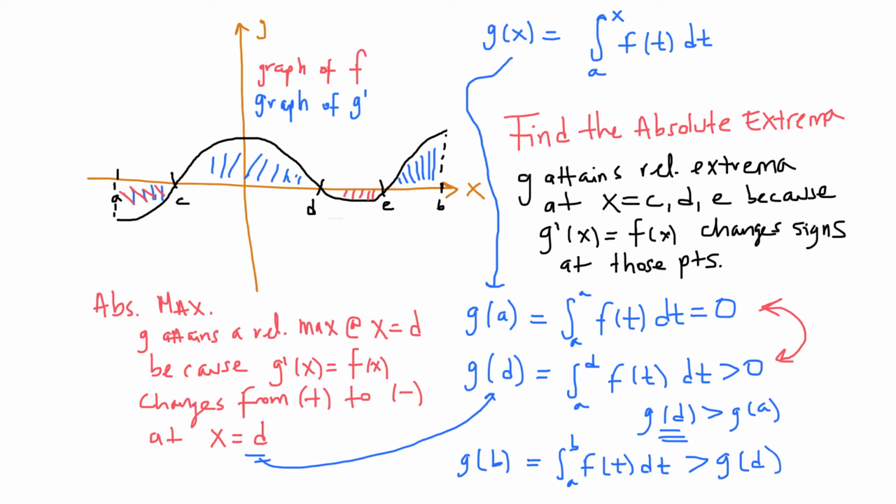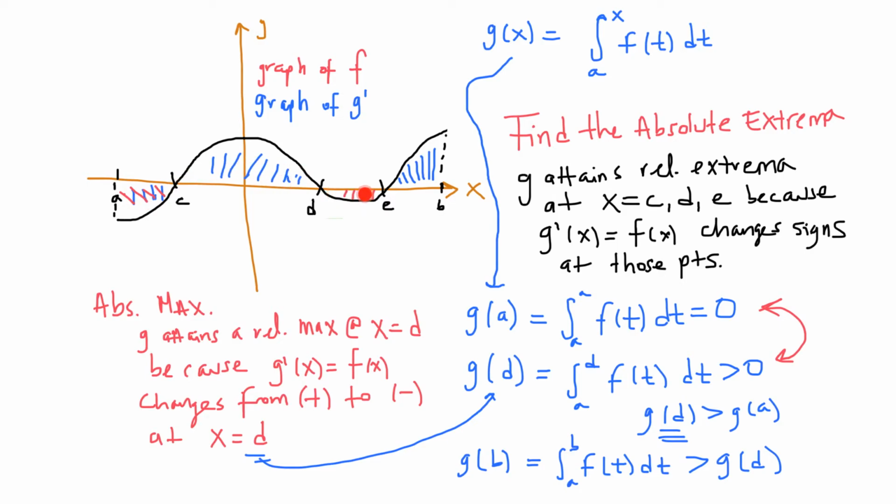Please think about this. Again, g of d was only the net area from A to D. From A to D, I had a negative number here and then a positive number here, which was more than enough to compensate for g of A, which was exactly 0. But if I go A to B, then I'm going to have the same number that I had before, whatever this number was.